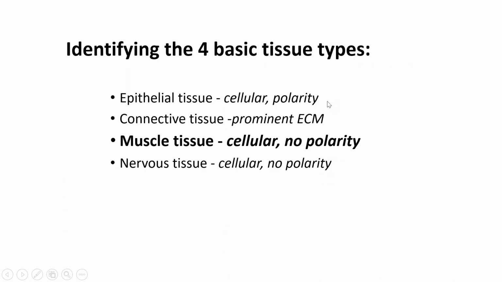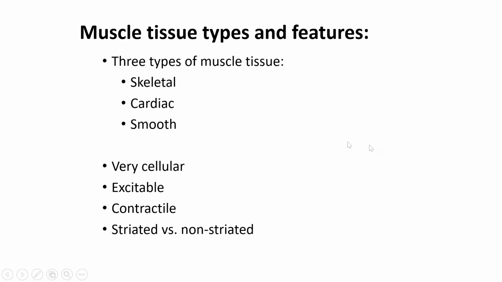Okay, let's go to muscle tissue. So muscle tissue is very cellular and it has no polarity. Let's take a look. We have three types of muscle tissue, as you know: skeletal, cardiac, and smooth. Features include very cellular, it's excitable, it contracts, and we have two kinds of classifications based on the morphology. They're either striated or they are unstriated.